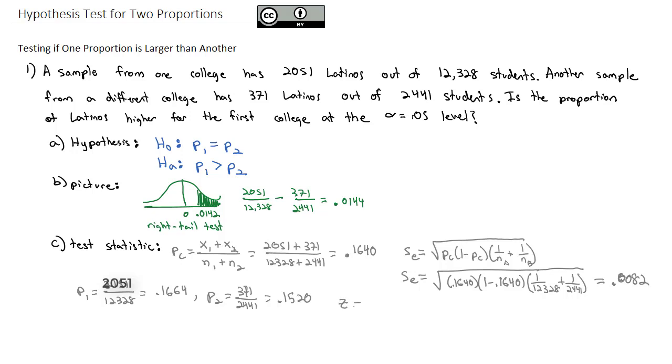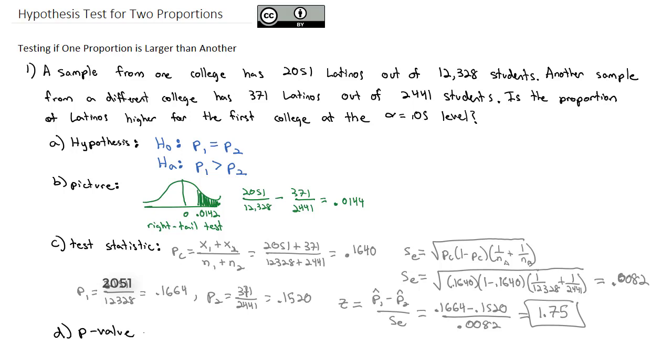And so for our test statistic z, what we've been trying to find this whole time is the first proportion minus the second proportion divided by the standard error. Or in this case, the first proportion, 0.1664 minus 0.1520 divided by the standard error we just found of 0.0082. And when I plug that in my calculator, we get 1.75 for our test statistic. And once we know our test statistic, we're ready then to find the all-important p-value that will help us make our decision.